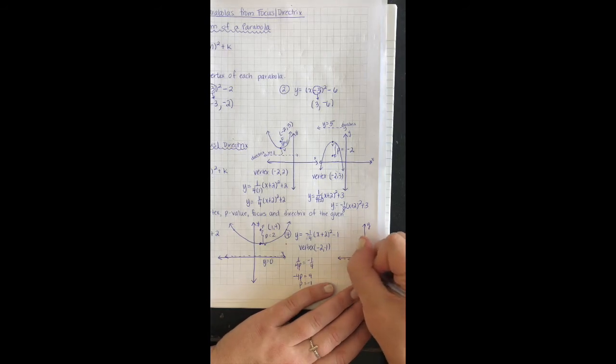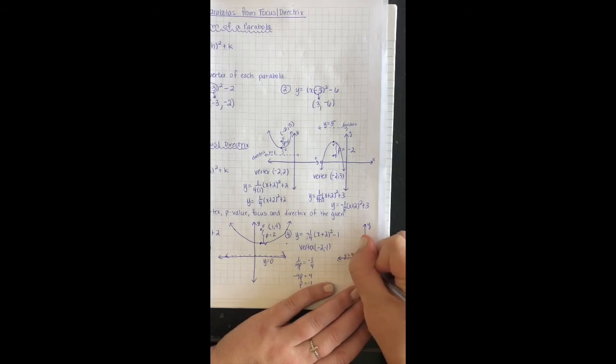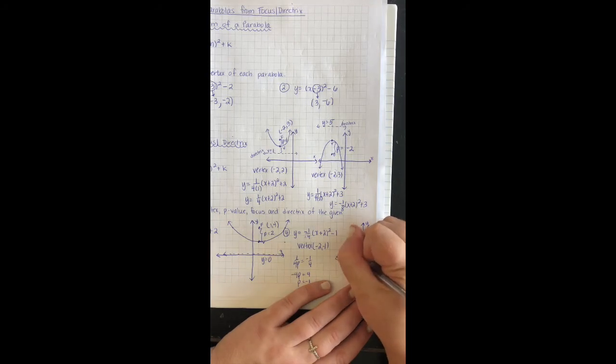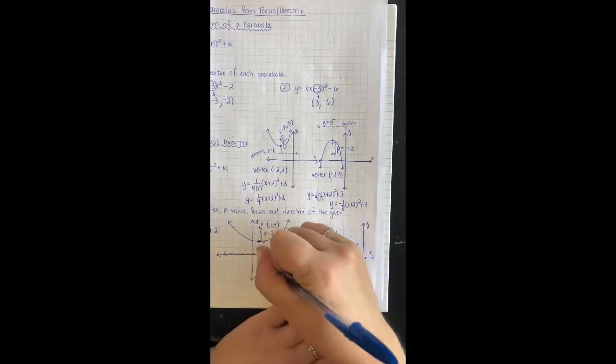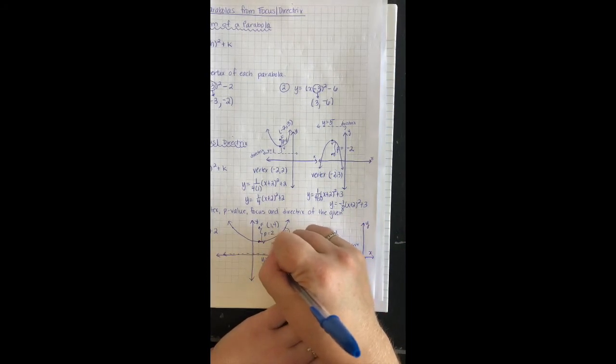So from my vertex, I'm going to go down 1 unit to get to my focus. I'm going to go up 1 unit to get to my directrix, so it happens that my directrix is still y equals 0 in this case. Okay, this is my directrix.